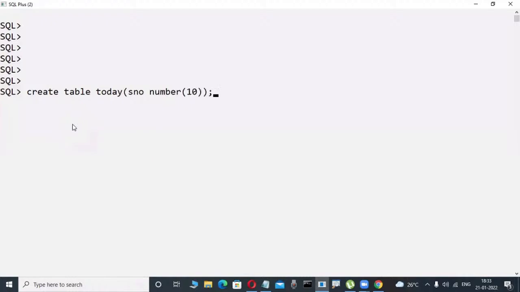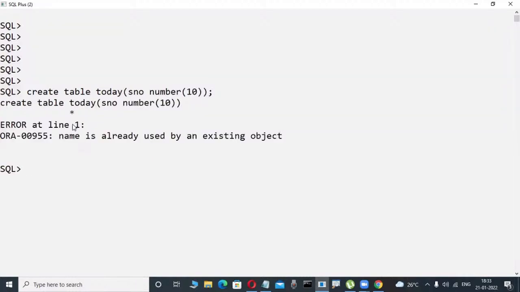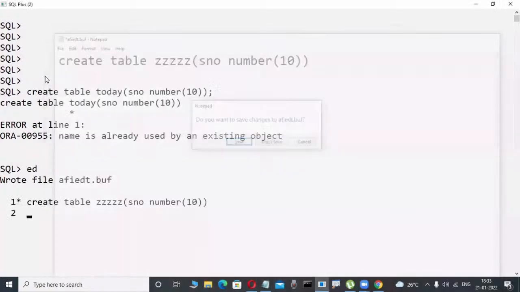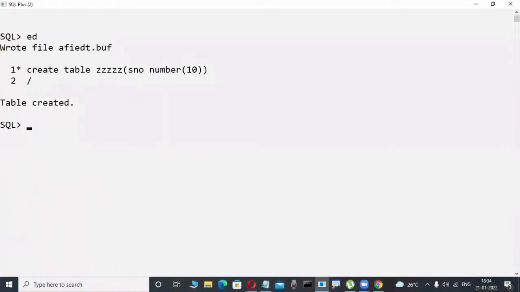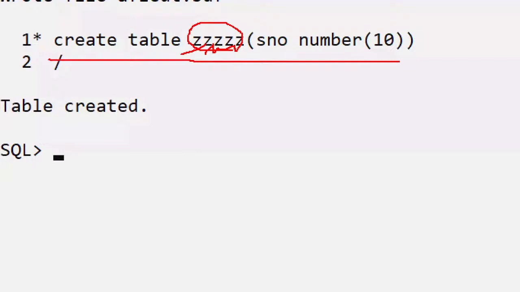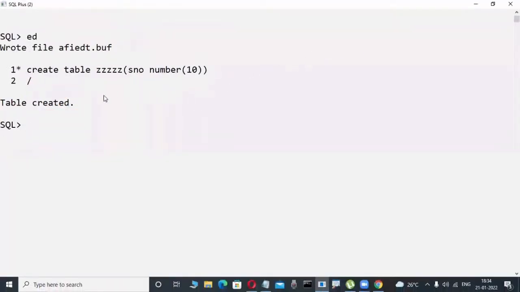Slowly observe it here, concentrate. Suppose Z is a table, for example. Z is a name I am giving. The table I'm creating is only in my Oracle database or SQL Server database or MySQL database. Okay, fine, the table is created. Slowly observe it here. This table is created.